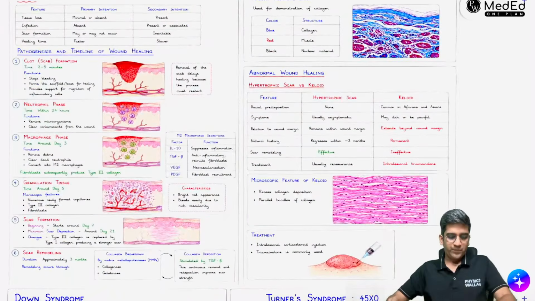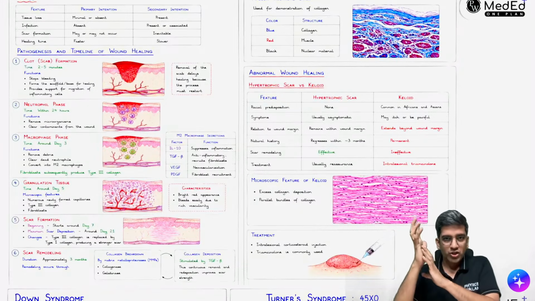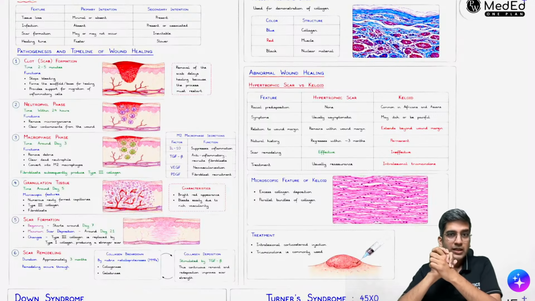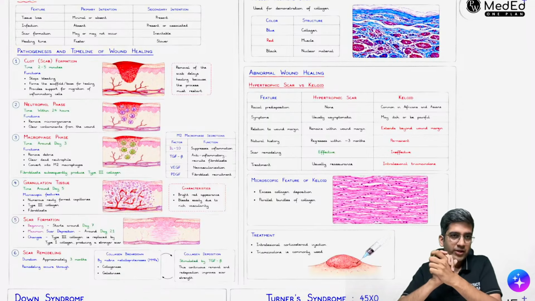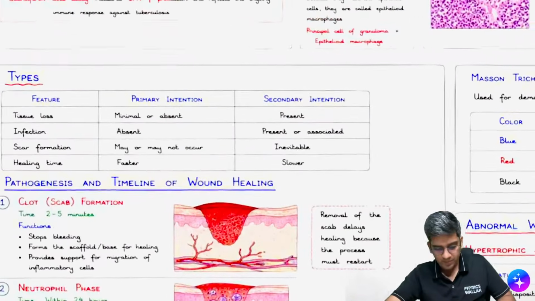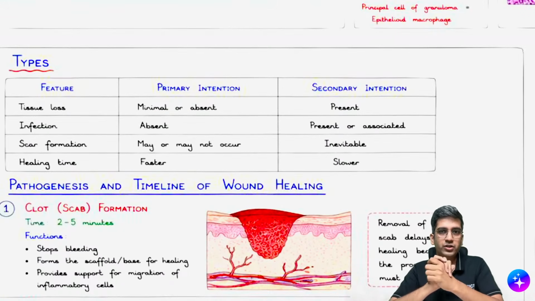So wound healing. See, wound healing again can come as a short note, very unlikely to come as a long answer. But the abnormal wound healing, keloid and hypertrophic scar, can come in a 2-mark or a viva question, right? Wound healing has two types. One is healing by primary intention. The other one is healing by secondary intention.